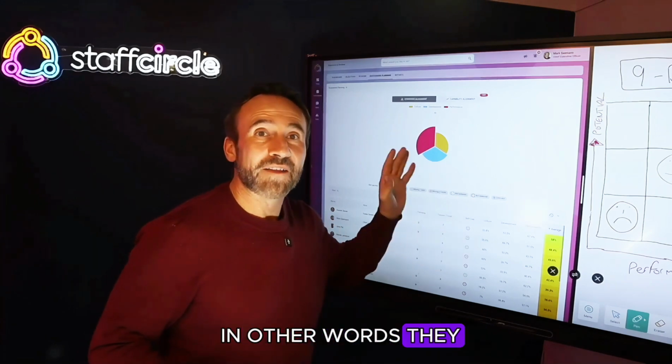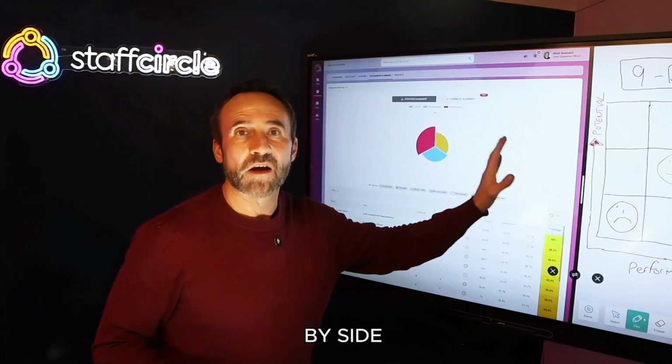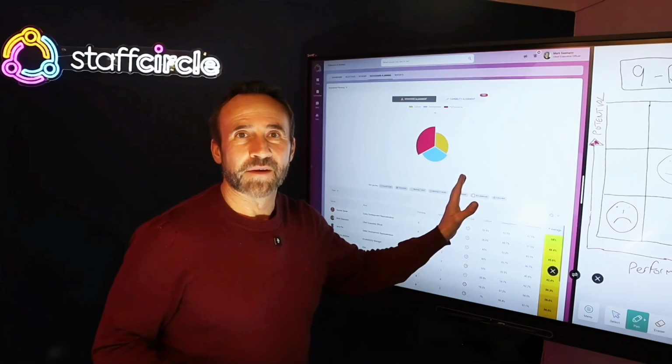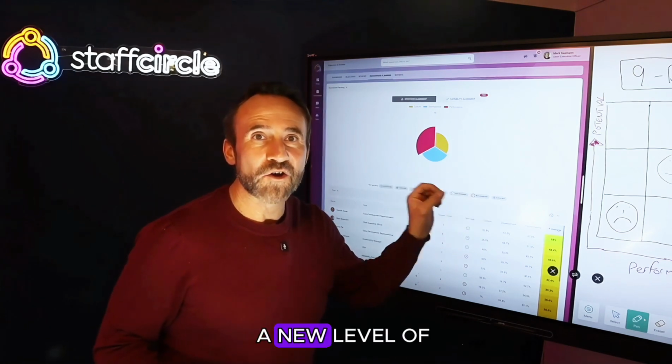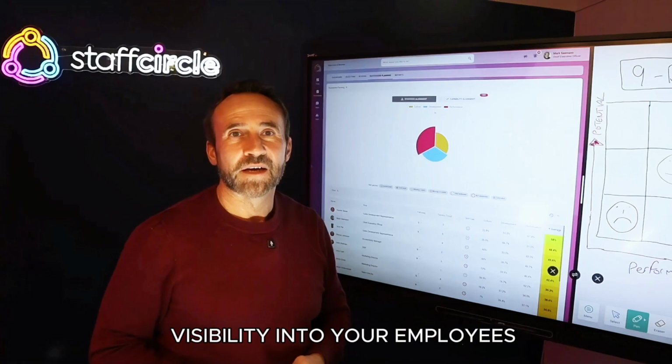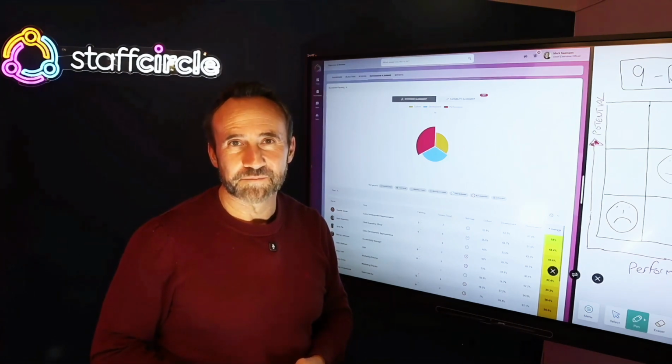Now, it's also worth mentioning that the 9box grid and success circle together are not mutually exclusive. In other words, they can be used side by side. And this can create a new level of visibility into your employees.